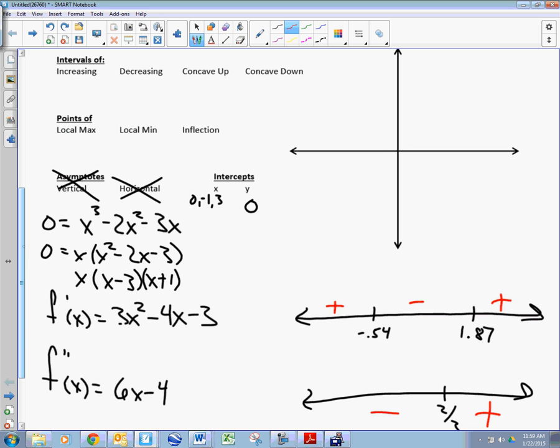So let's label them. Intervals of increasing. Union. Decreasing. Concave up. Concave down. You have a local max. Where? Why?